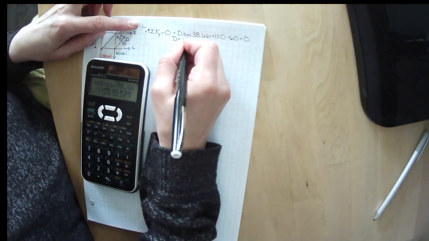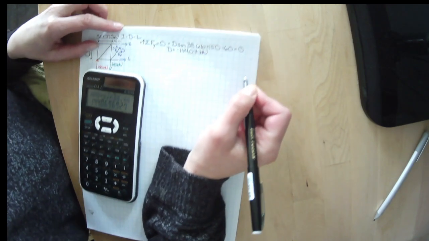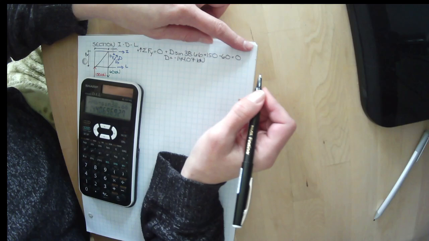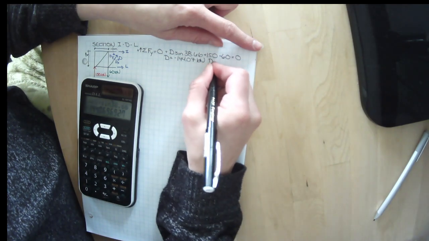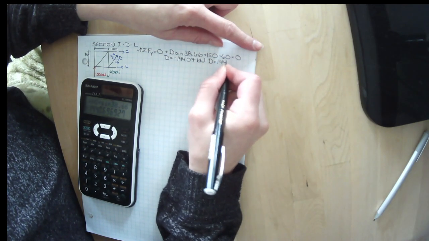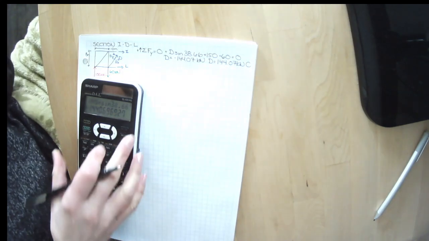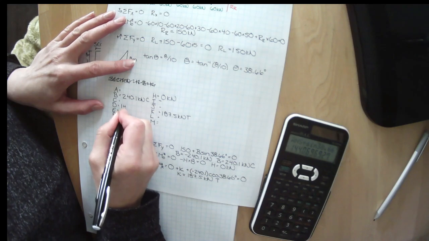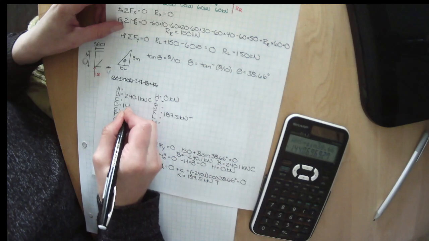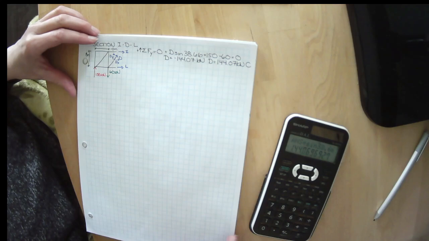minus 144.07 kilonewtons. We know that a negative means that we guessed wrong. I always guess that they're in tension. So that means D equals 144.07 kilonewtons in compression.